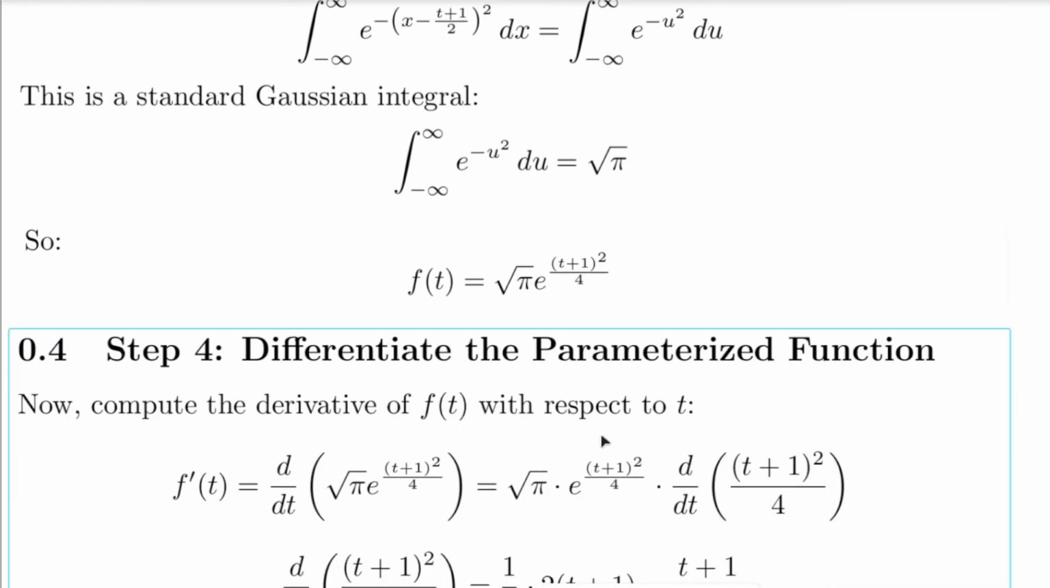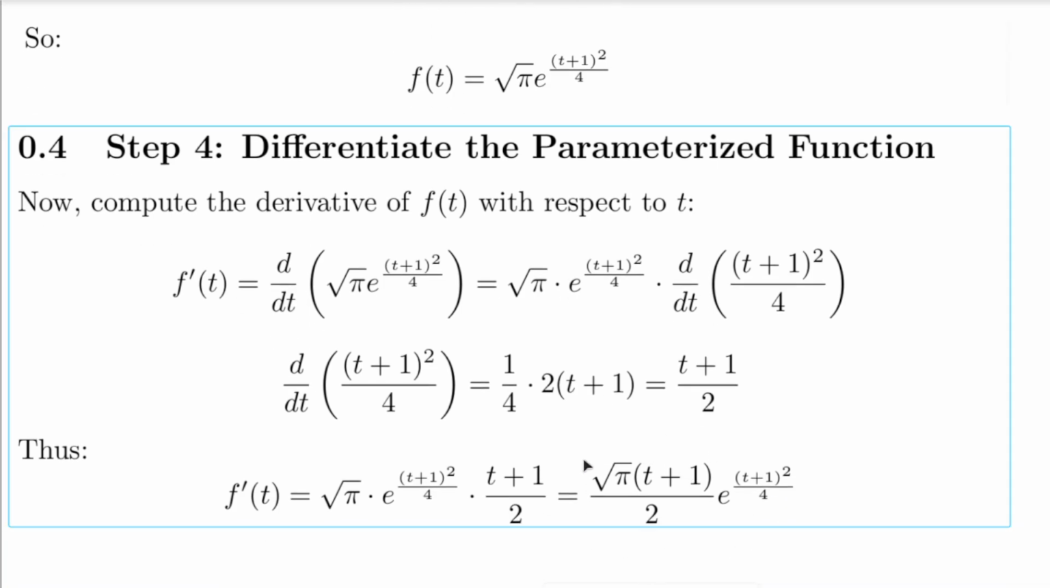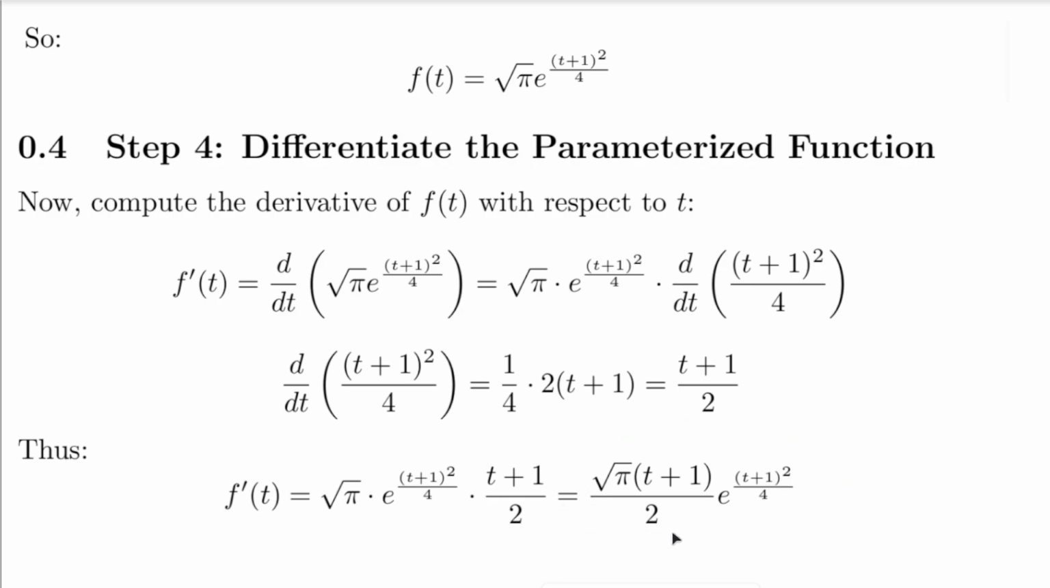All right. So next, we're going to differentiate our f of t with respect to t. We'll differentiate this one first. And with respect to t, if you do that, we will get this right here. Again, the steps are laid out right here. This is what you get for f prime of t.